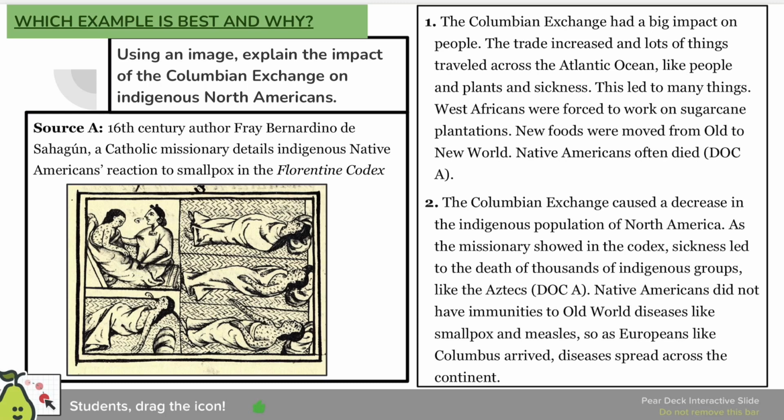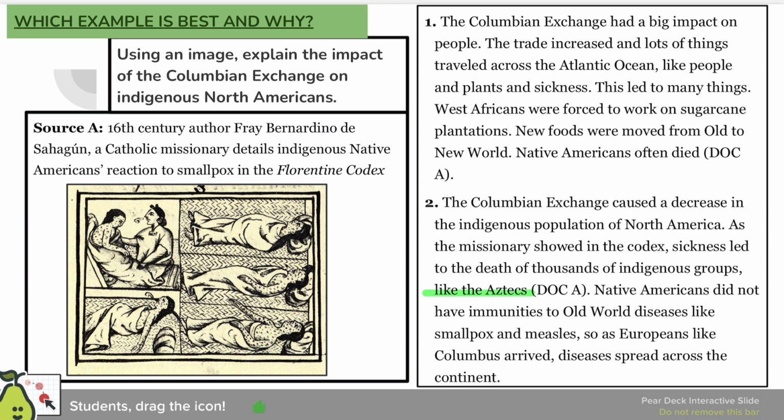2 is best because it uses precise word choice with no useless sentences and references outside SFI as well as the source. We know that you can get a point for outside SFI. If it's not in any of the documents that were given to you for the DBQ, you can get a whole point for SFI, just one piece in the whole essay.